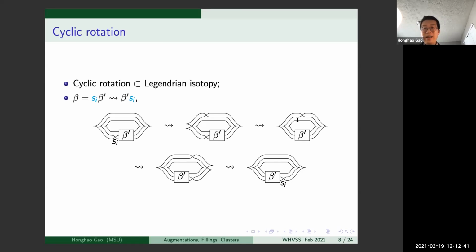And the effect of these two moves is that this crossing goes from the bottom to the top, and then you repeat this on the right-hand side, and then you can rotate that to the right-hand side. So I draw this in the front projection because it's slightly easier to see the Reidemeister moves, but this isotopy can be transferred to the Lagrangian projection as well.